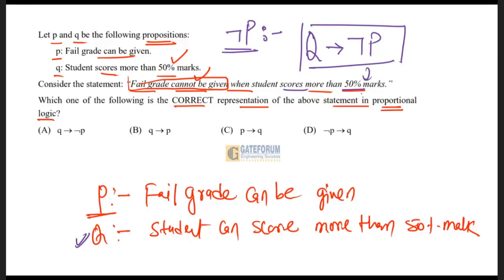So if we try to map it, option A is the correct fit for this statement in terms of propositional logic. Correct? Q followed by negation of P. That is the thing, right? Option A. This question was asked from propositional logic for 1 mark. So option A is the correct answer. I hope it is clear.